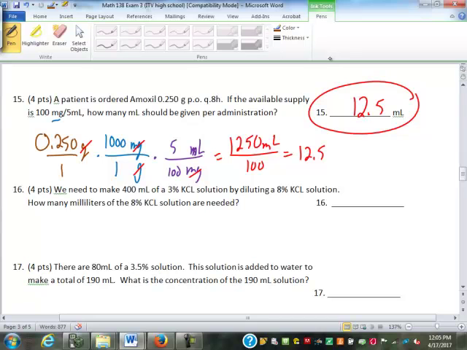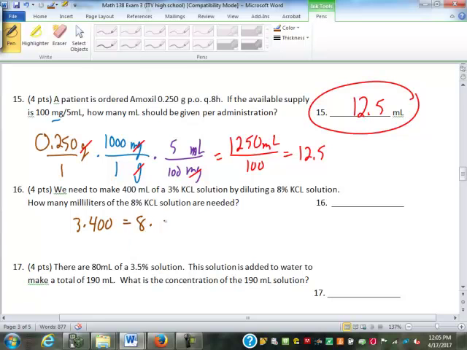Number 16, we need to make 400 milliliters of 3% solution. So that's 3 times 400. Could have done 0.03 times 400 as well if you want to do it as rates instead of percents. By diluting 8% solution, how many milliliters of the 8% do we need?